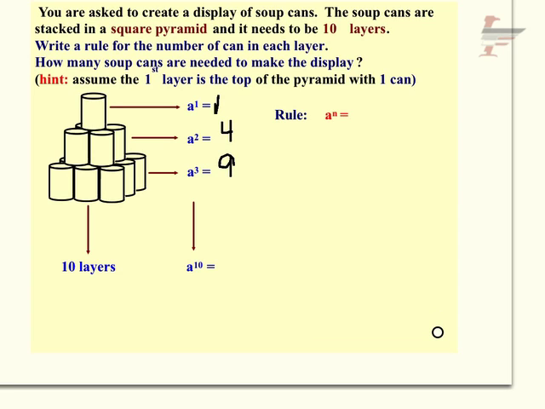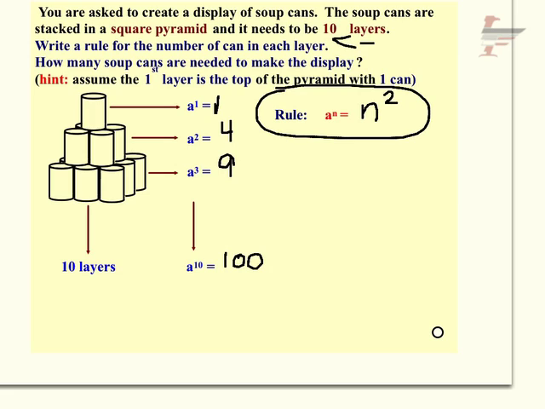You probably see the pattern. 1 squared is 1, 2 squared is 4, 3 squared is 9. So you know the 10th layer, 10 squared is 100, will have 100 cans. So your rule is you take the layer that you're on and square it. So a sub n equals n squared, and that answers the first question right here.